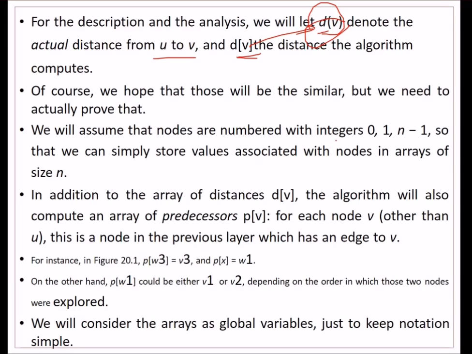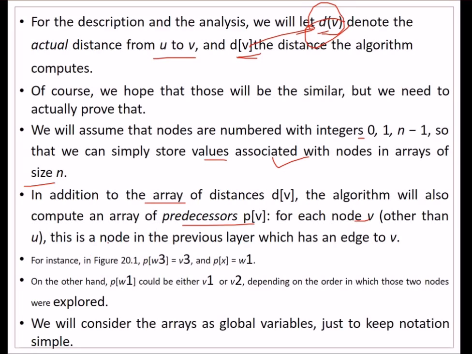We will assume that nodes are numbered 0, 1, till n minus 1, as I suggested we start from 0. So we can simply store values associated with nodes in an array of size n. In addition to this array of distances, d[v], the algorithm will also compute an array of predecessors, the previous ones, because we are talking about layers k, then k plus 1. For each node v, which is not u, the predecessor is a node in the previous layer which has an edge to v.